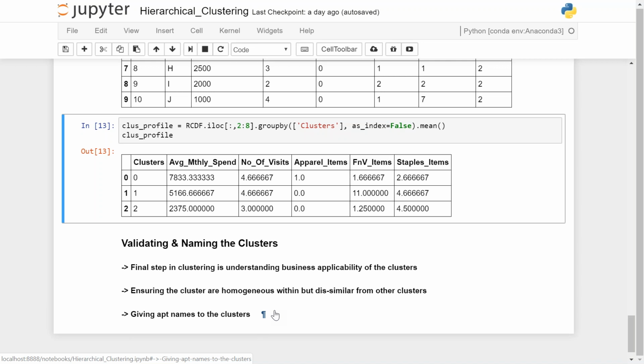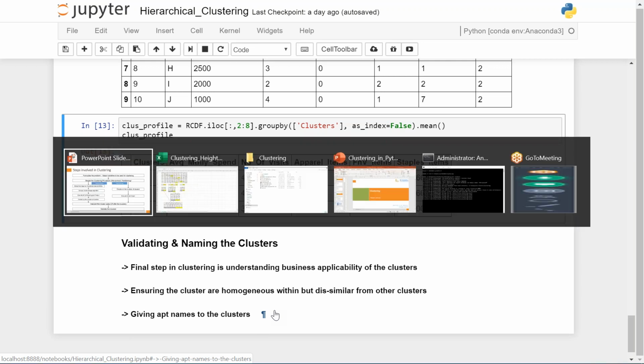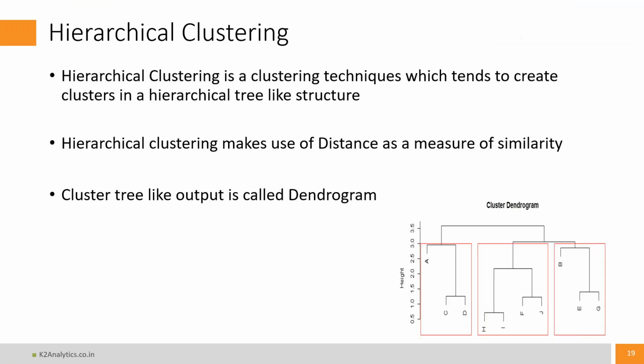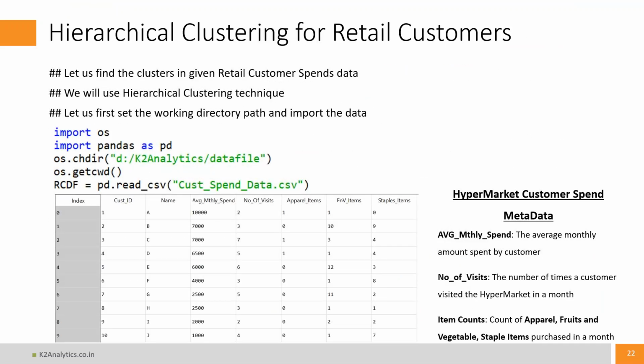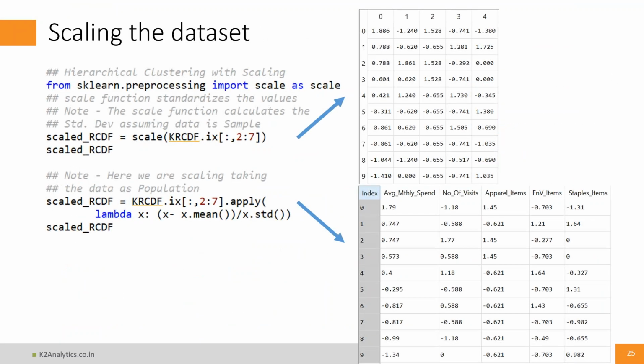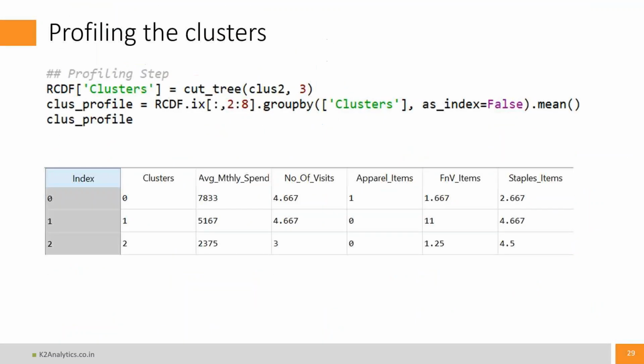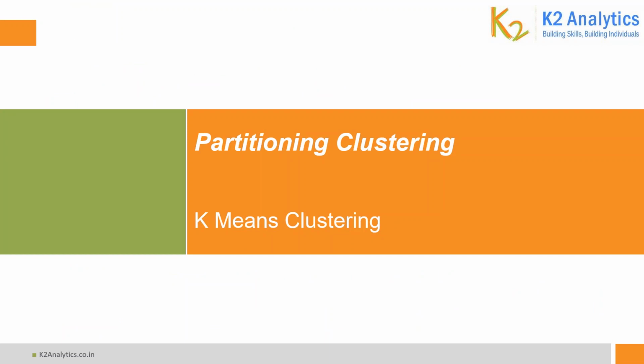For now, we conclude the hierarchical clustering algorithm. These are the codes, these are the details, descriptions which we have all discussed. We now move into a partitioning clustering, that is the k-means clustering, which we are going to see in our upcoming session.